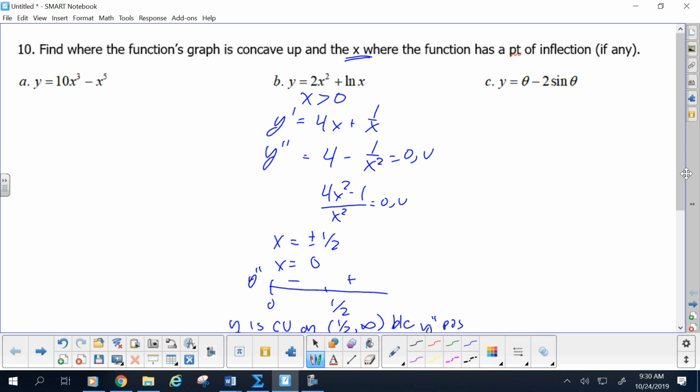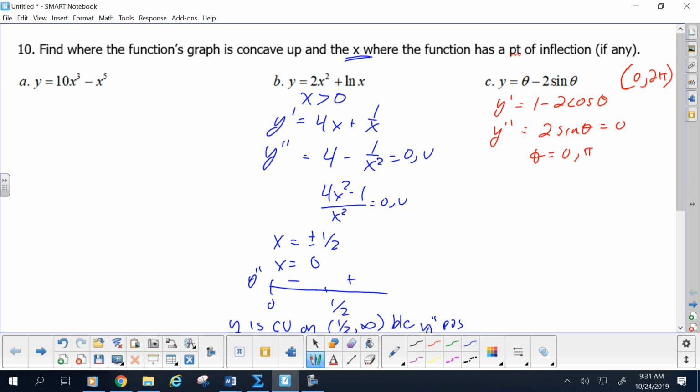All right, so let's go with the first derivative on the next one. What is the first derivative? 1 minus 2 cosine theta. What's y double prime? 2 sine theta. Alrighty. I'm going to close this off on 0 to 2 pi, not inclusive. So where are the zeros on 0 to 2 pi, not inclusive?